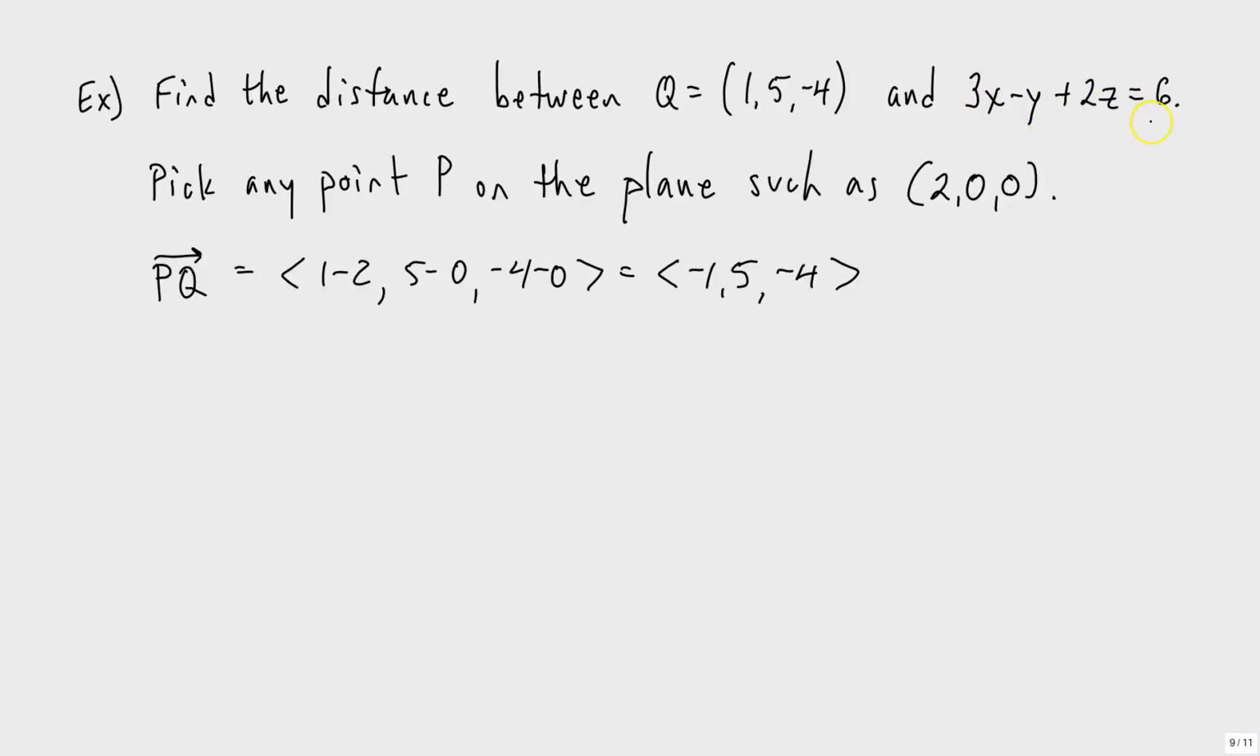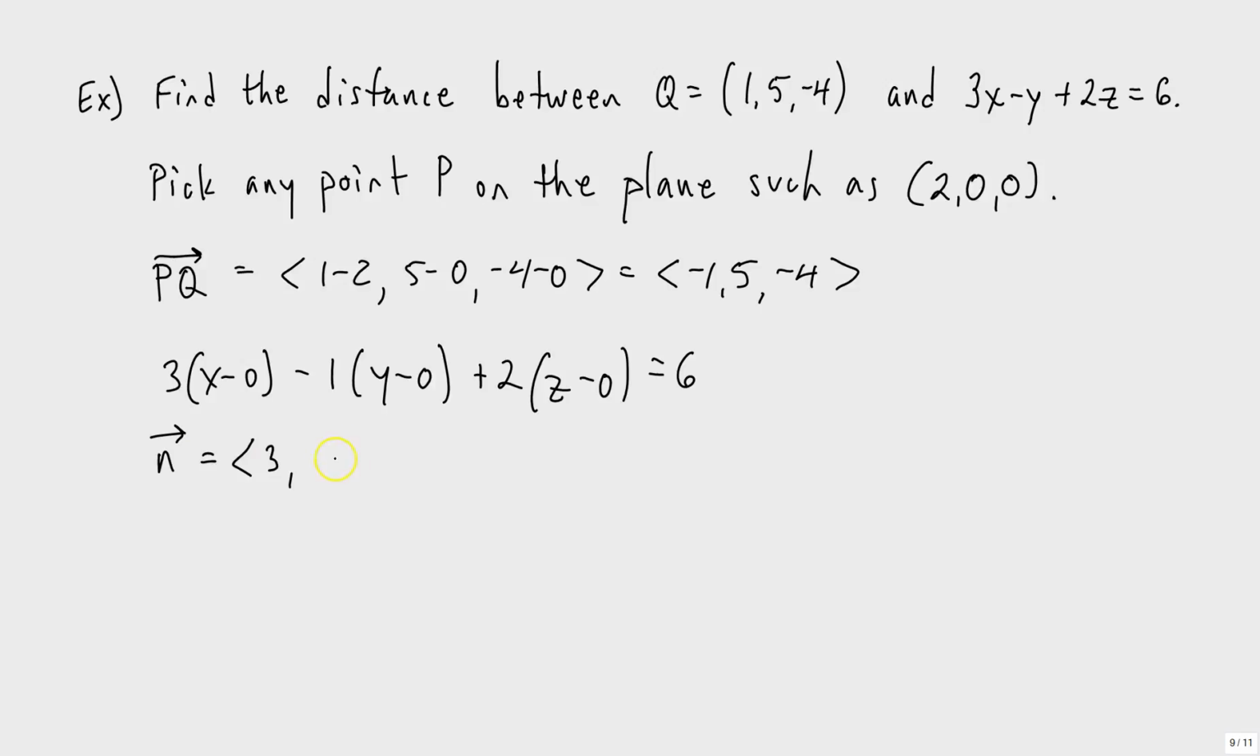But we can get it from our equation. We just saw that. Our plane can be written as 3 times (x minus 0) minus 1 times (y minus 0) plus 2 times (z minus 0) equals 6. So our normal, in standard position, is <3, -1, 2>. And we just want to project PQ onto N. So for this distance, let's do the dot product.